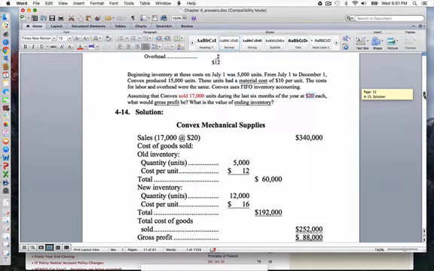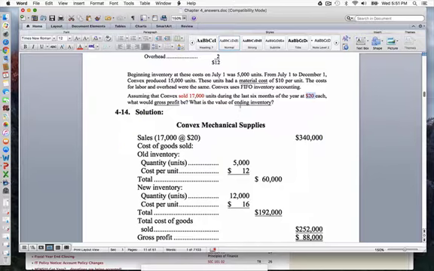And this is what we have here, you see? Sales, 17,000 times 20, the price, 340,000. Then old inventory, 5,000 times 12, 60,000. New inventory, 12,000, which we calculated as 17,000 minus 5,000, times new cost of production per unit, 192,000. Cost of goods sold has these two components, old production and new production, which is going to be 252,000. And then gross profit, sales minus cost of goods sold, that's my gross profit.